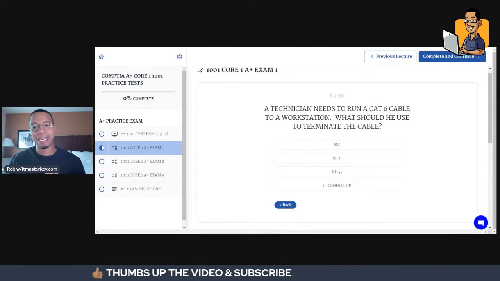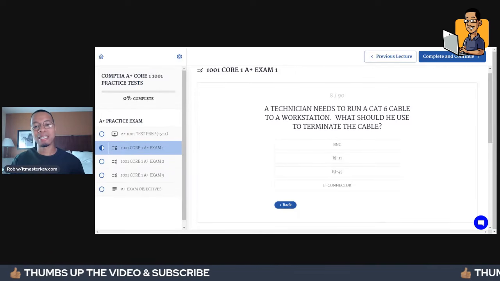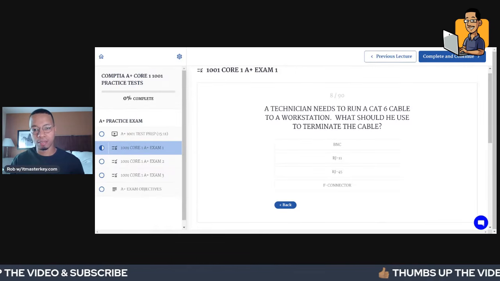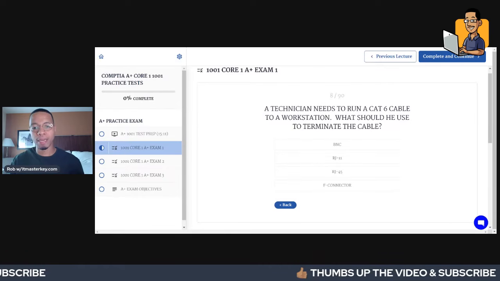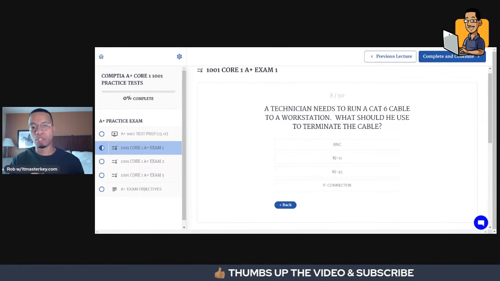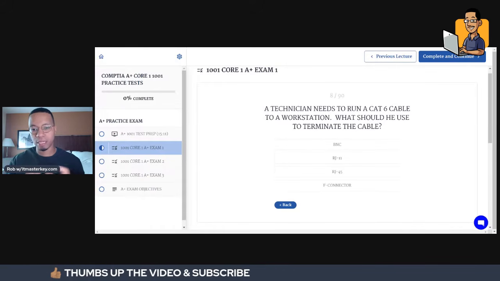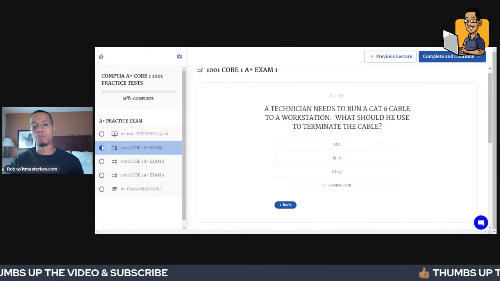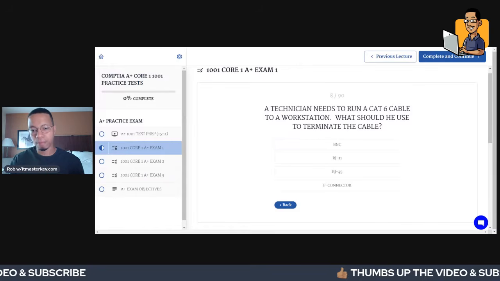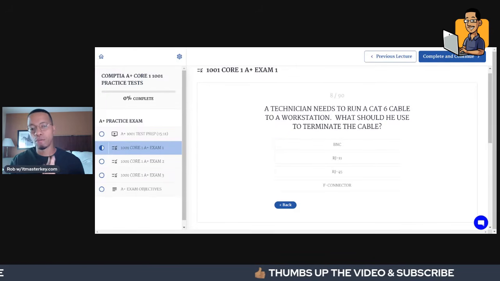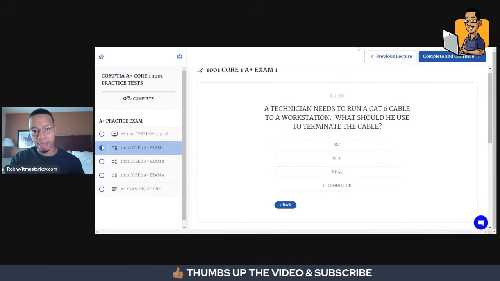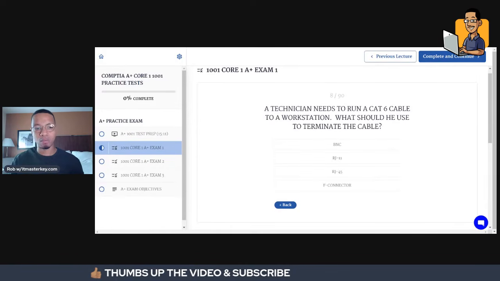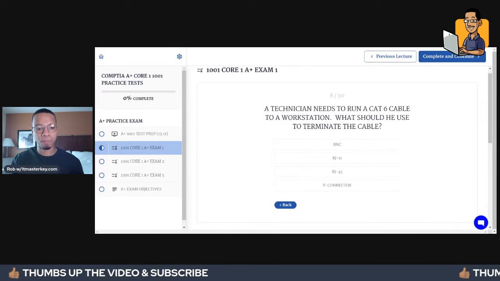All right, a technician needs to run a Cat6 cable to a workstation. What should he use to terminate the cable? Now, terminate is a word that we may not be familiar with, so that may make this a little bit more difficult. But do we think it should be BNC, RJ11, RJ45, or an F connector? Which one do we think it should be?